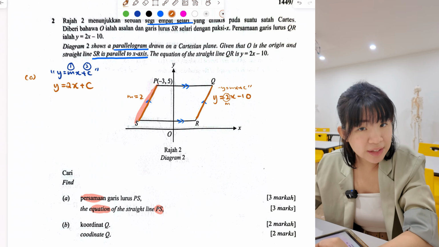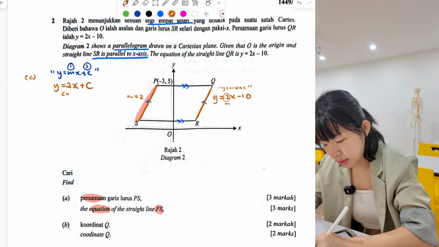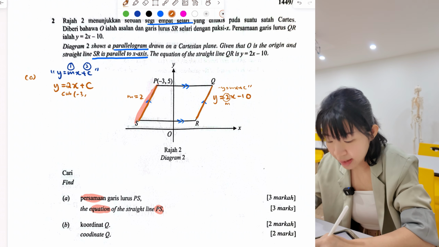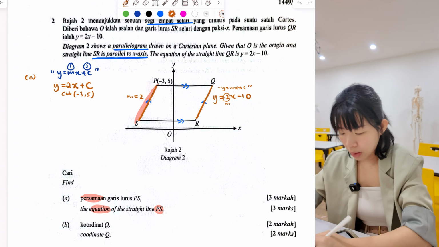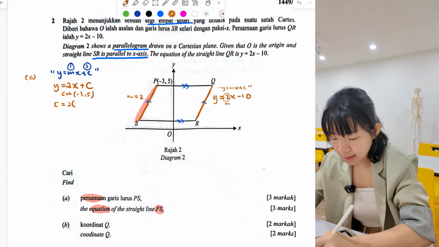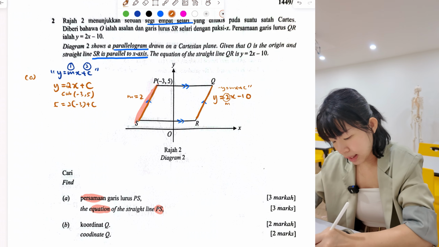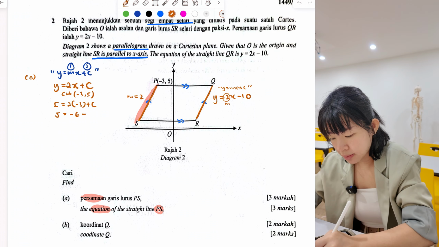Now if you want to find c, we sub a coordinate. Which one? Just now we said we have to sub P. We sub -3, 5. So the y is 5, the x is -3, plus c. So at the end, to get c, 5 equals -6 plus c.